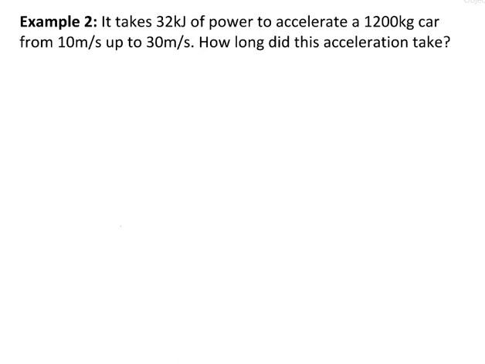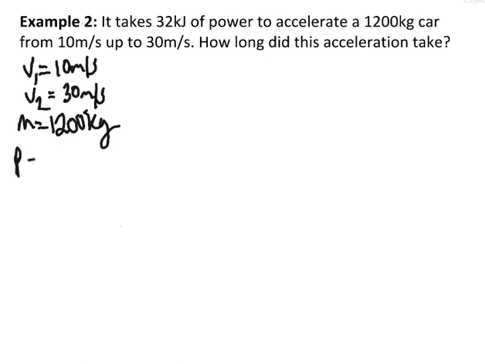All right, let's try another example. So let's say you've got a car and your car is speeding up from 10 meters per second to 30 meters per second. So let's write these things down. So V1 is 10 meters per second. V2 is 30 meters per second. We know the mass of the car. It's a 1,200 kilogram car.